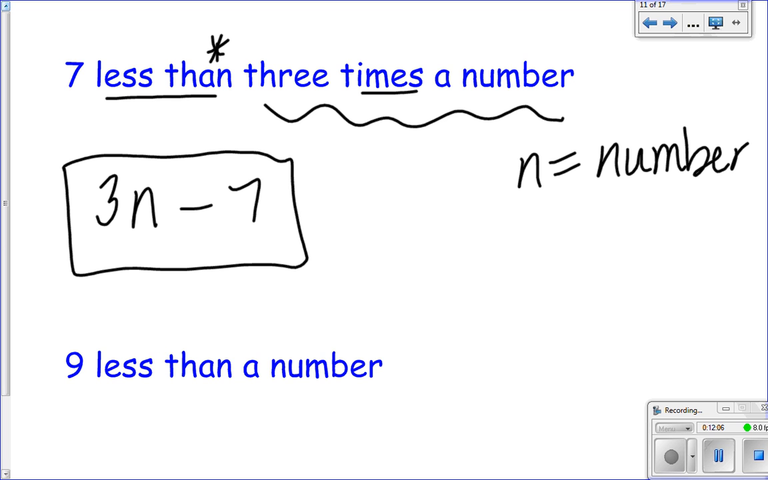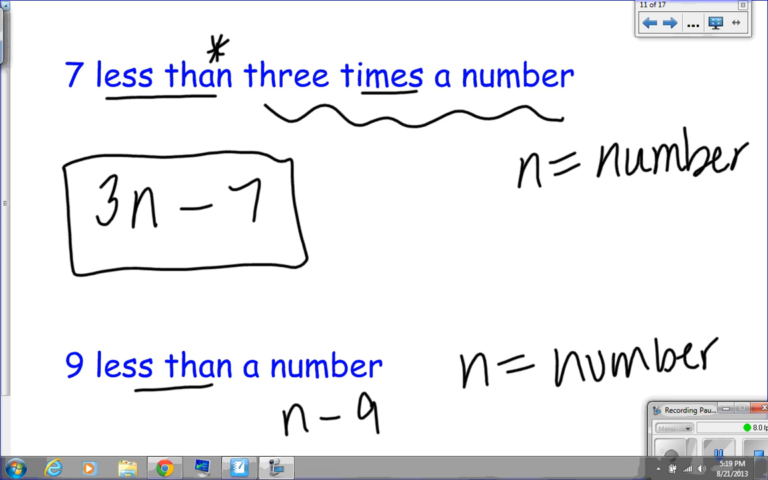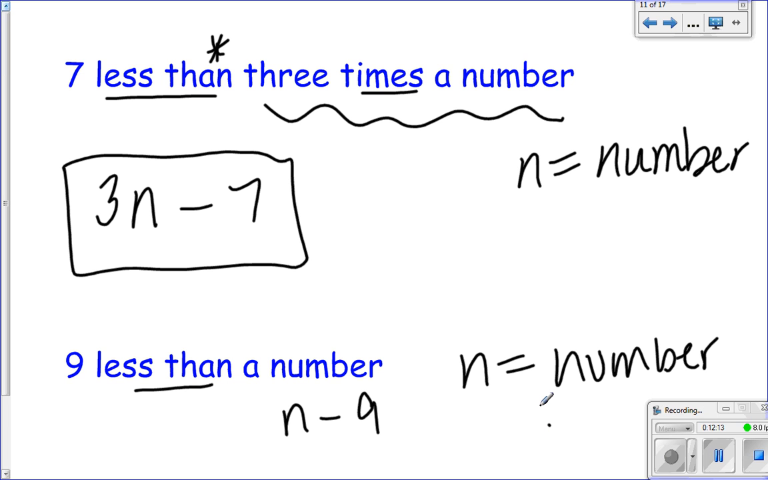Go ahead and try this one on your own. So you should have noticed that this is a single step expression. So it just has less than, which is one of the ones we flip. So 9 less than a number, so n minus 9. And I identified what my variable is. I defined it. It's very important that you define your variable.